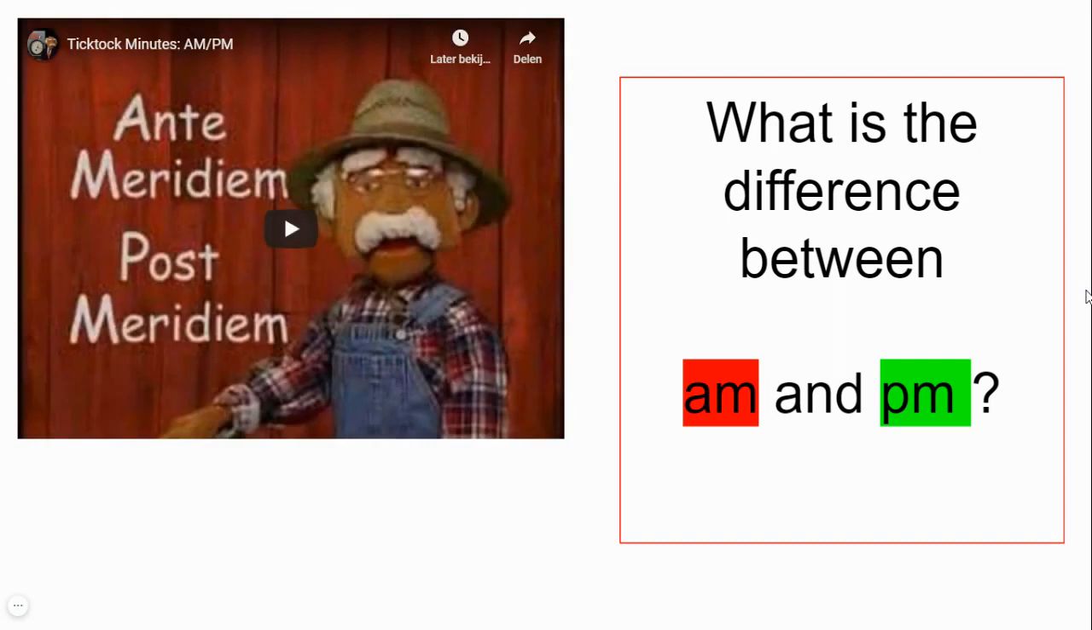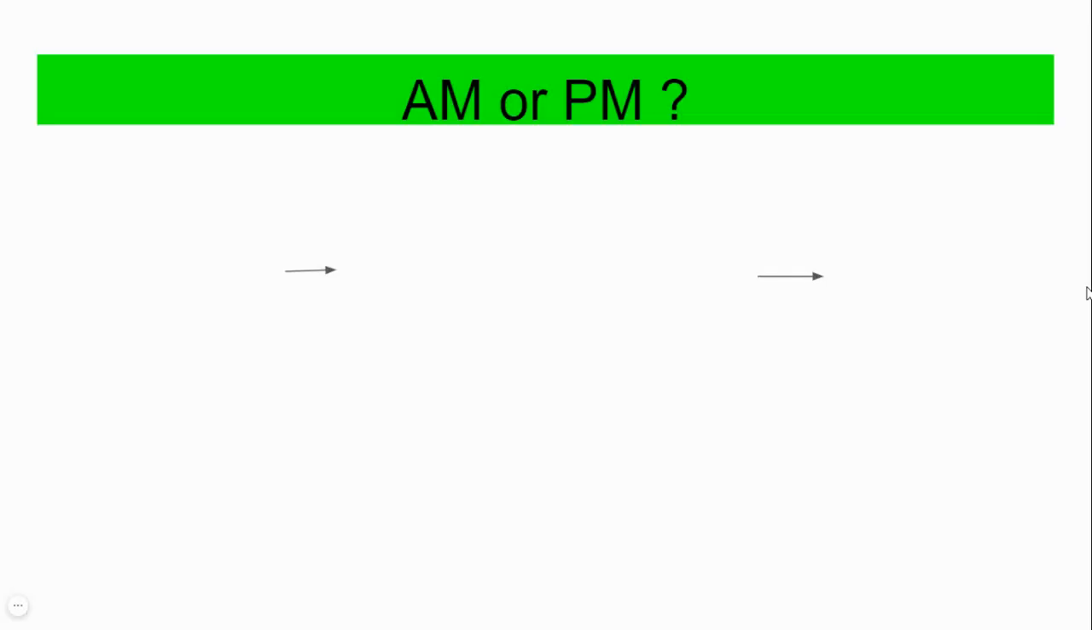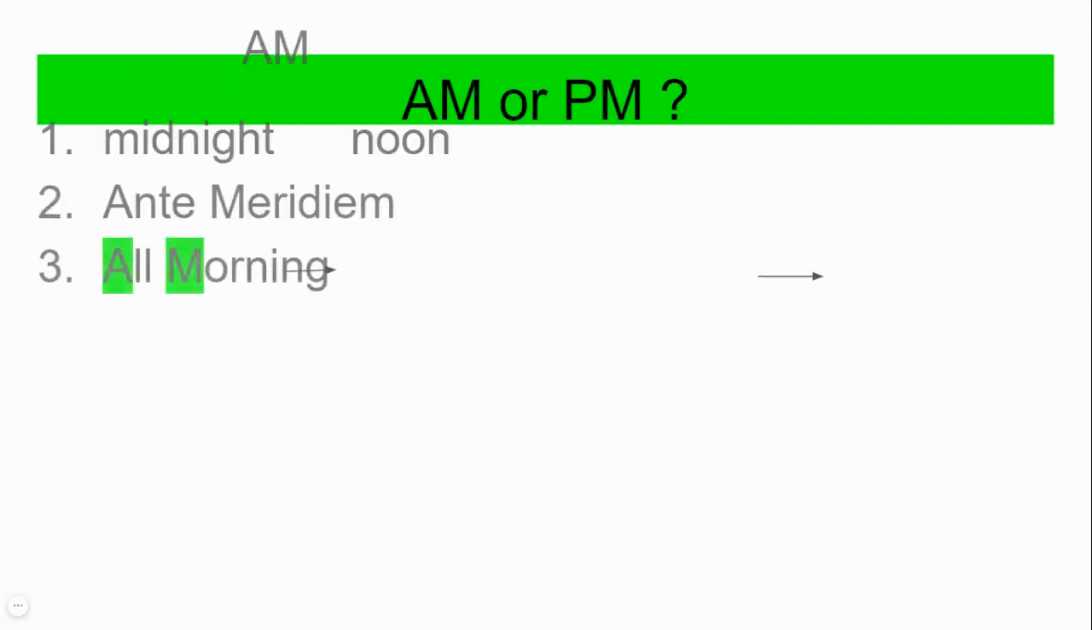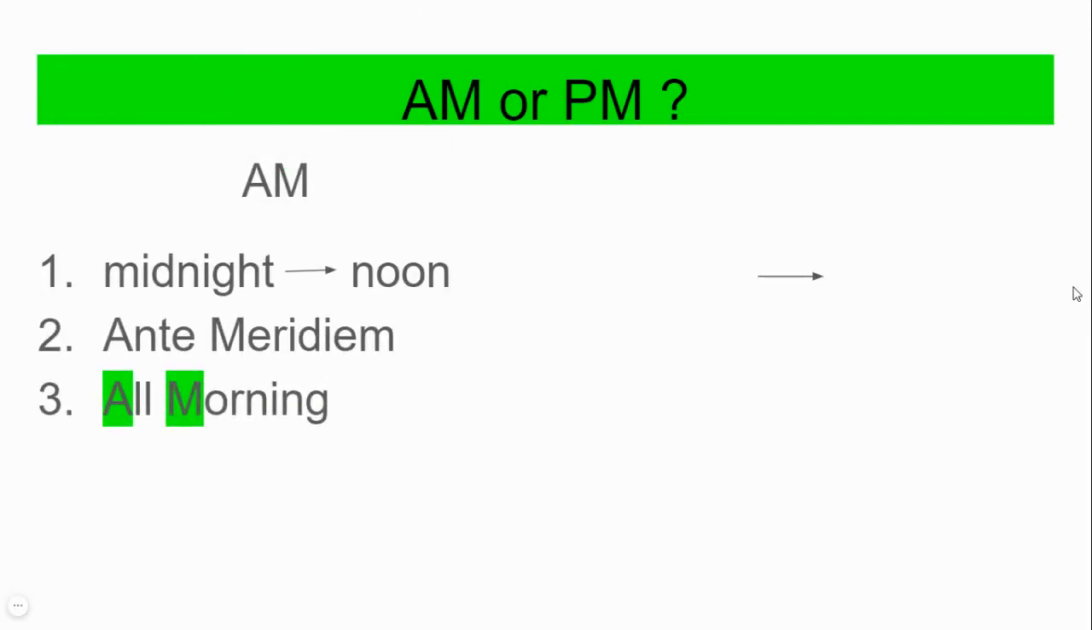What is the difference between AM and PM? Well, there is a great video on our website about this question. You can watch it after this presentation. But for now, what is the difference? AM is from midnight until noon.